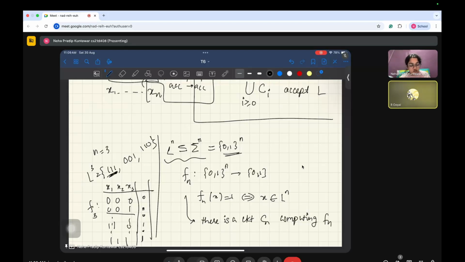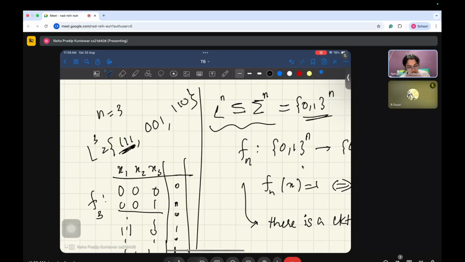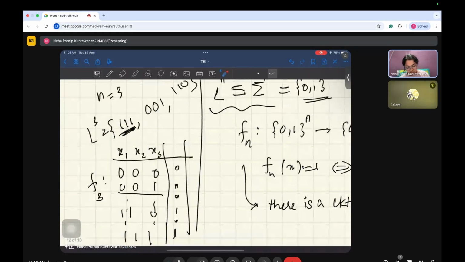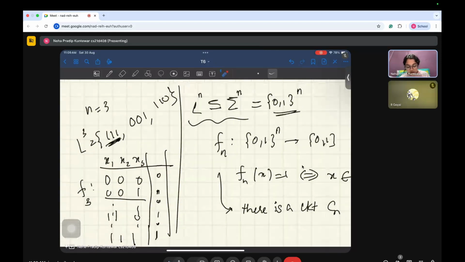This is something that we already know. For this function fn, there is a truth table like this on n variables and the values that it computes. Once we have the truth table, we can do the SOP, POS, I mean CNF, DNF thing. It uses AND, OR, and negation gates, and we can come up with a circuit for it.